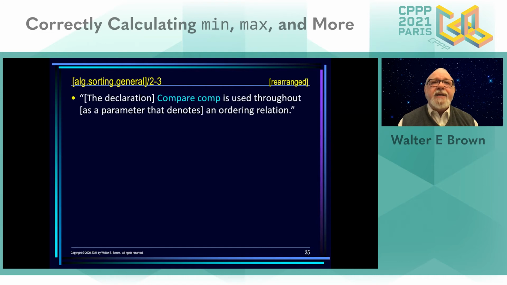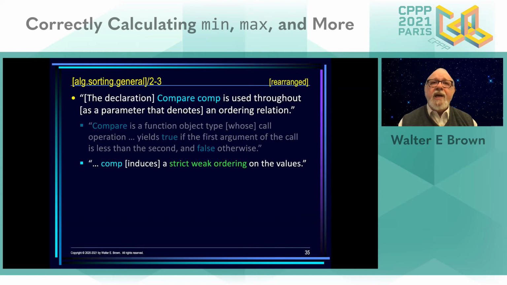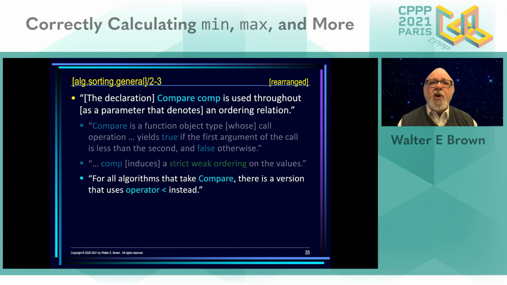The standard says that the declaration Compare comp is used throughout the algorithm's header, of course, as a parameter denoting an ordering relation. Compare is a function object type whose call operation gives us true if the first argument of the call is less than the second and gives us false otherwise. In other words, comp induces a strict weak ordering on the values. And the final observation: for all algorithms that take Compare, there is a version that uses operator less than instead.